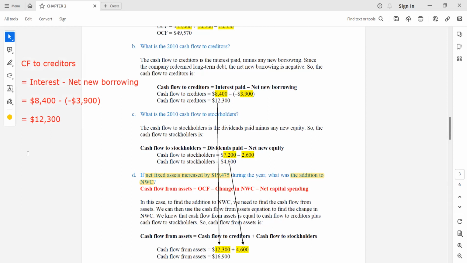So it will be extensive questions. After you answer the first question, followed by the second question, third question, fourth question. So you see, when you calculate cash flow to creditors, it's easy for you already.